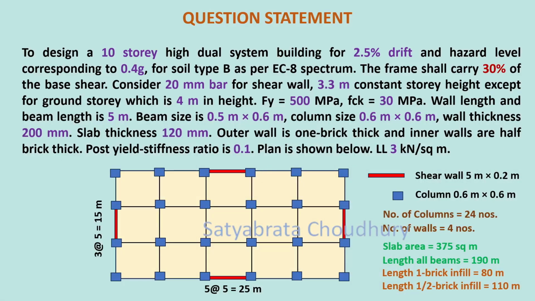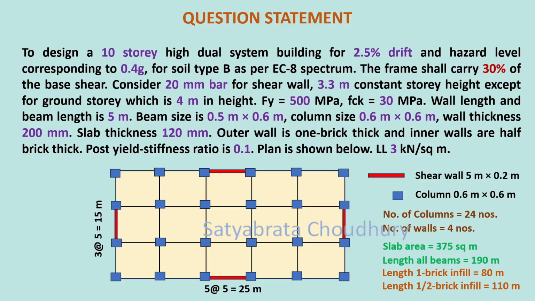So our question is like this: to design a 10-story building, which is a frame-shear wall building, target drift is 2.5%, hazard level is 0.4 G, corresponding to the EC8 spectrum at 0.4 G level of seismicity. The frame shall carry 30% of the base shear. Consider 20 mm bar for shear wall and columns etc. also.